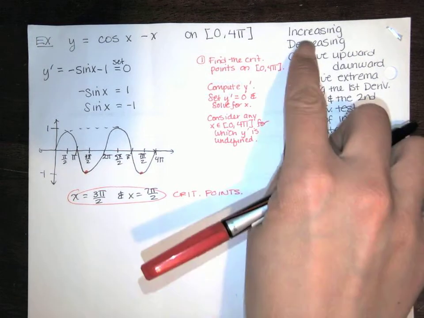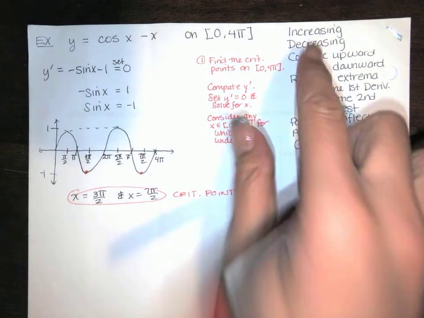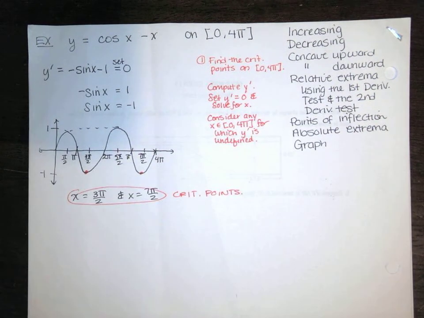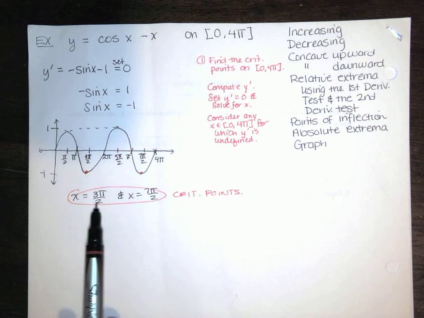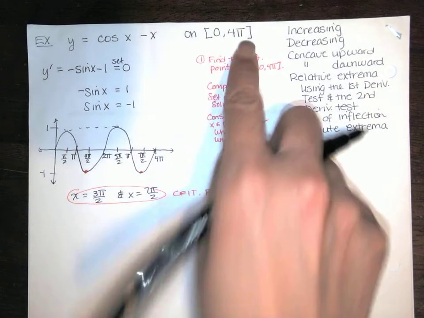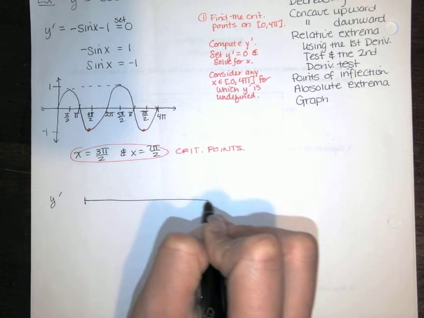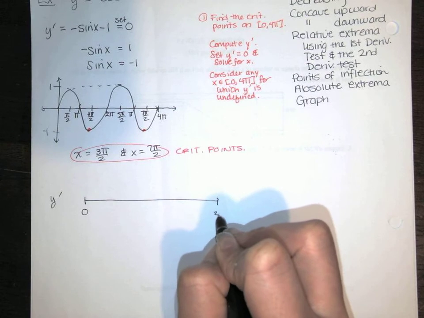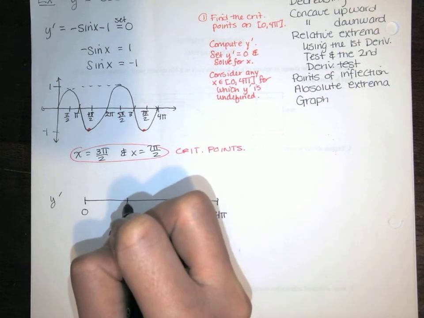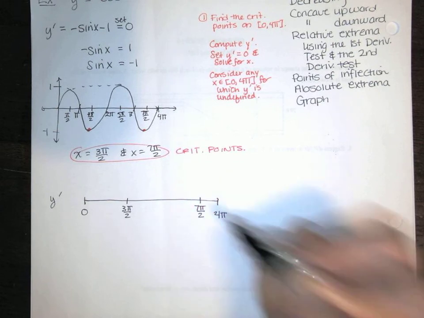Now we're trying to determine the intervals where the function is increasing or decreasing. In order to do that, we need to look at the sign of y prime on the intervals defined by these 2 points and then the endpoints of our interval. So we're going to draw a number line. We're going to make a sign chart again, but this time the sign chart doesn't include all real numbers. It only includes the numbers between 0 and 4 pi. So we start at 0, we end at 4 pi, and somewhere in here we've got 3 pi over 2, and somewhere over here we've got 7 pi over 2.